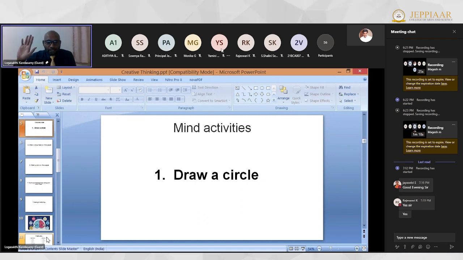My dear learners, once again I'm repeating. I'm just drawing a circle. My circle, I started from left to right. If so, mention L. If you started from right to left, mention R. Is it clear for you all, my dear learners?